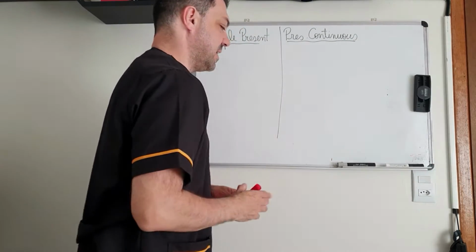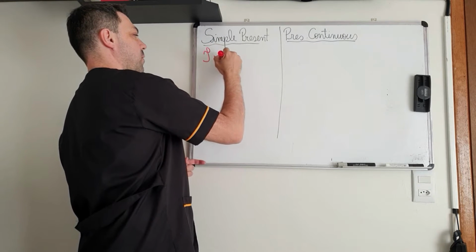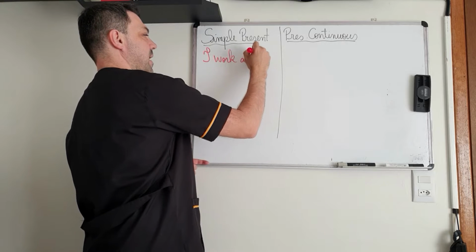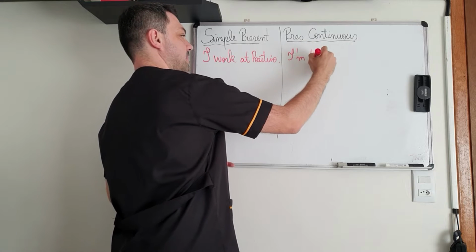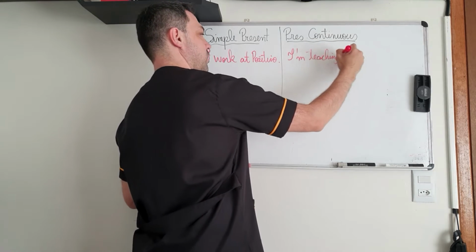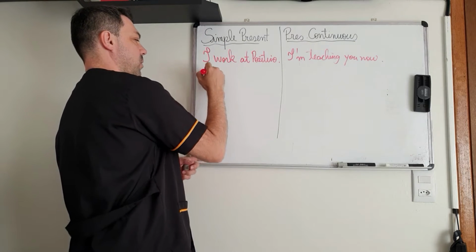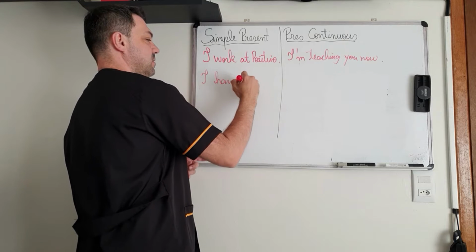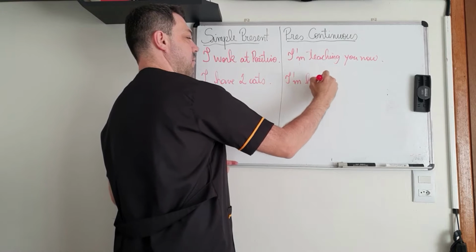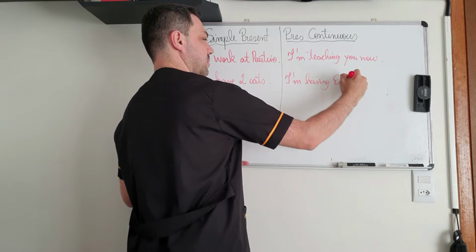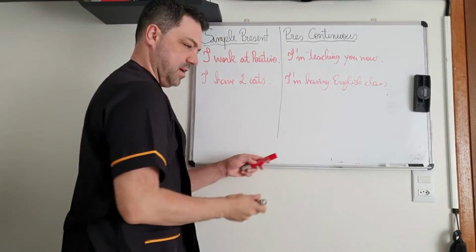First, take a look at these examples here. I work at Positivo. I'm teaching you now. Or another example, I have 2 cats. I'm having English class. What can we talk about here?